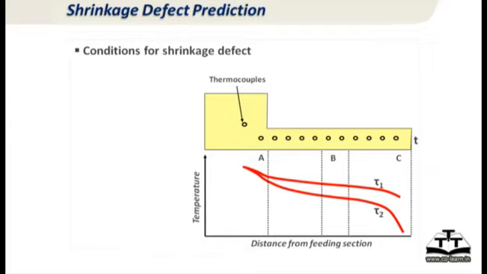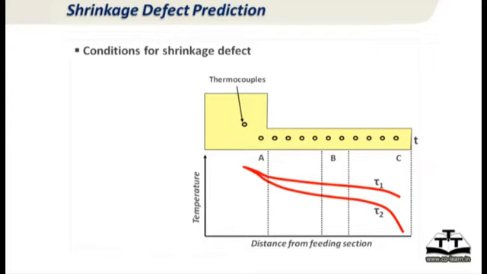So let us take this step casting, and let us say I have put thermocouples in the casting at fixed distances, and the red line which you are seeing is the plotted temperature. Initially all the points are at a higher temperature at time tau 1; after some time the temperature falls. If you notice, the temperature is falling more at the end and falling less at the thick section, which is acting like a feeder. What I also want you to notice is the gradient.